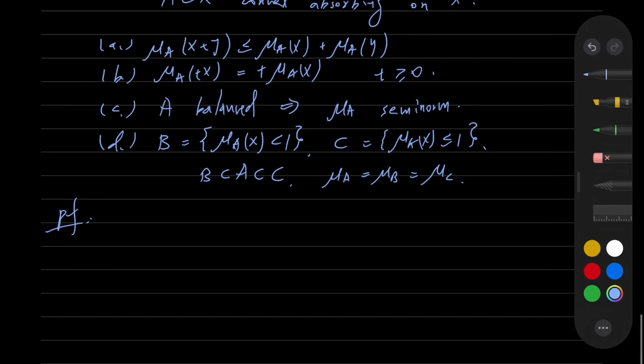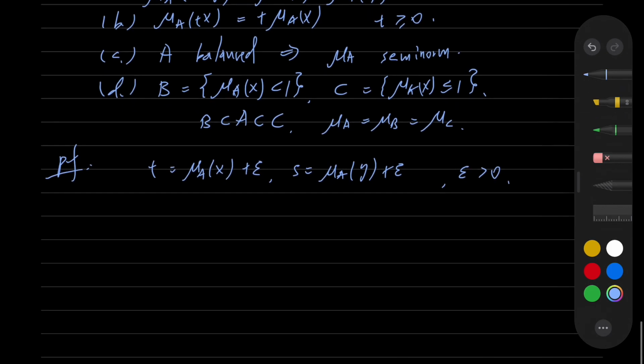So to prove A, we choose t and s in the following way. t is chosen to be mu A of x plus epsilon, and s is chosen to be mu A of y plus epsilon, for epsilon positive. Then by the definition of a Minkowski functional, these two points x over t and y over s are both in the set A.